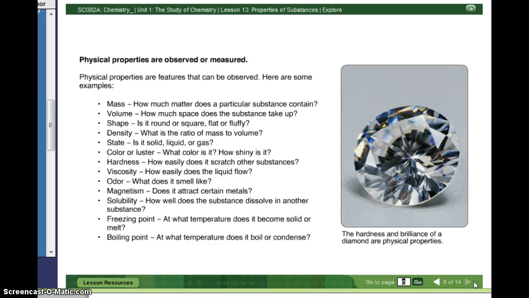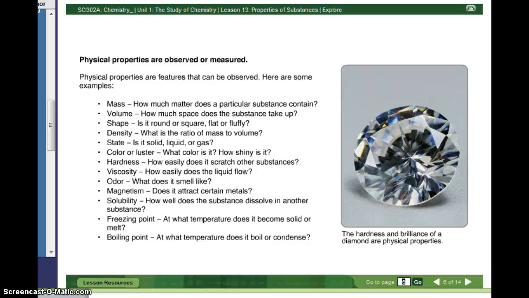Physical properties are observed or measured. Physical properties are features that can be observed. Here are some examples. Mass: how much matter does a particular substance contain? Volume: how much space does the substance take up? Shape: is it round or square, flat or fluffy?